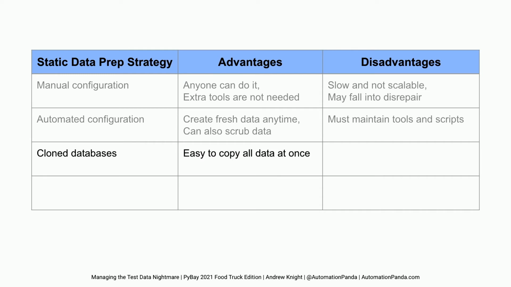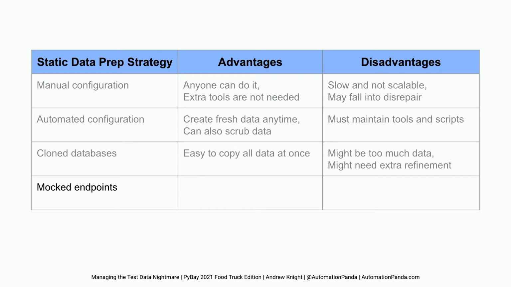Database clones make it easy to copy all data at once without worrying about any damage that rogue testing could cause. However, databases can have a lot of data. We're talking bajigabytes. So cloning large ones may not be practical. Clones may also need extra refinement to scrub special fields to hook them up properly.